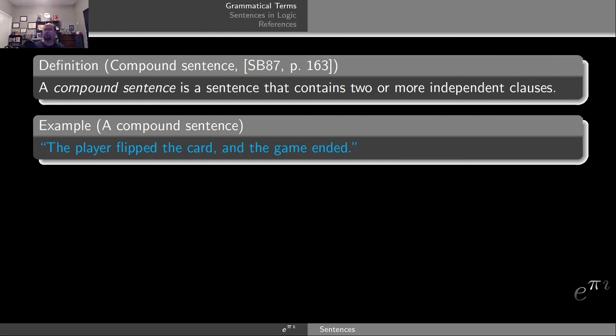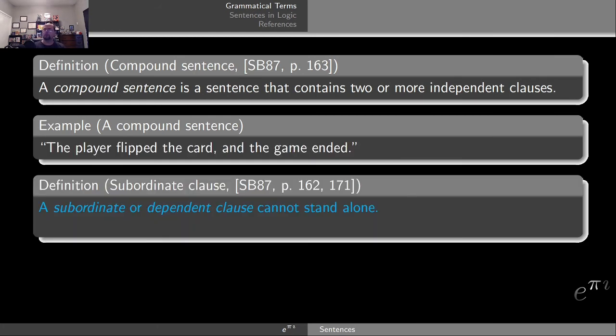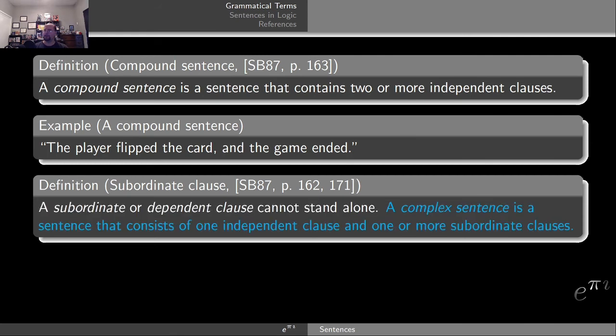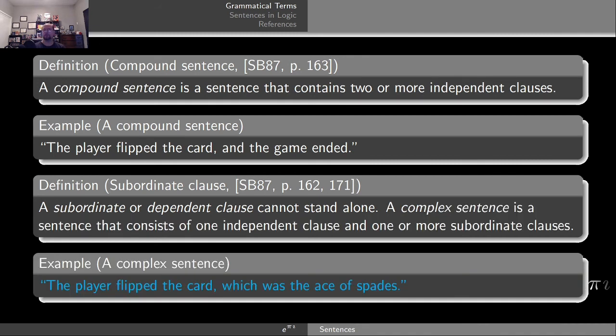However, there is another notion of clause besides independent. There's what's known as the subordinate or dependent clause, which unfortunately cannot stand on its own for its meaning. And if you have a sentence that is built out of an independent clause and one or more subordinate clauses, we call this a complex sentence. For instance, consider this one. The player flipped the card, which was the ace of spades.